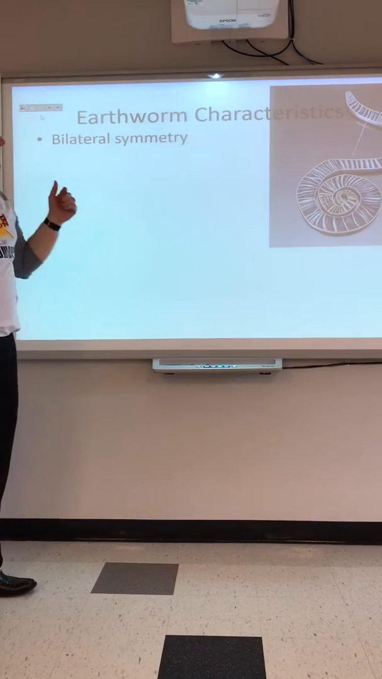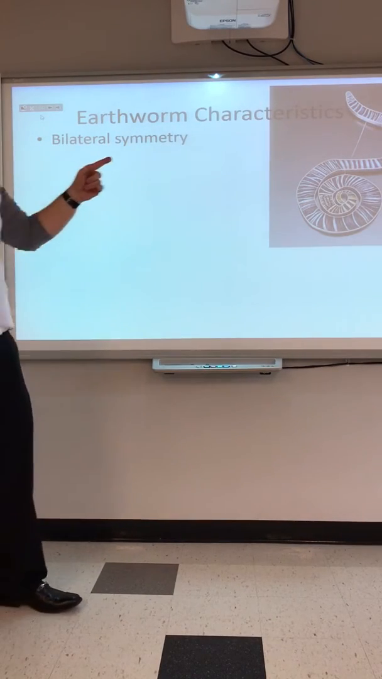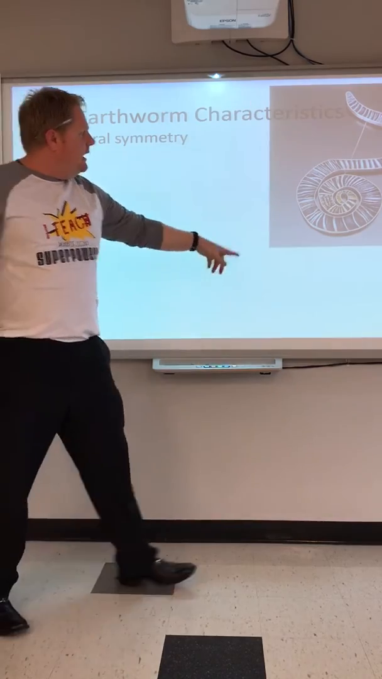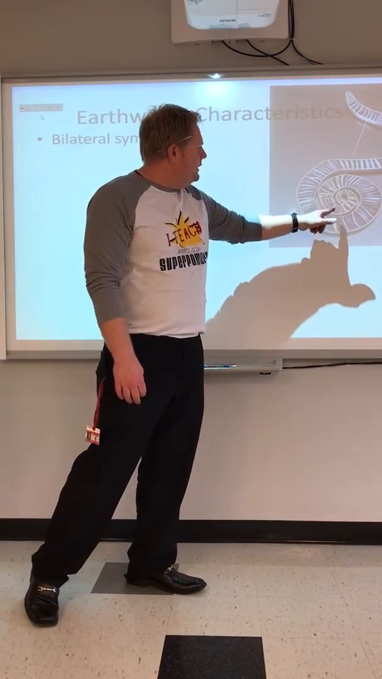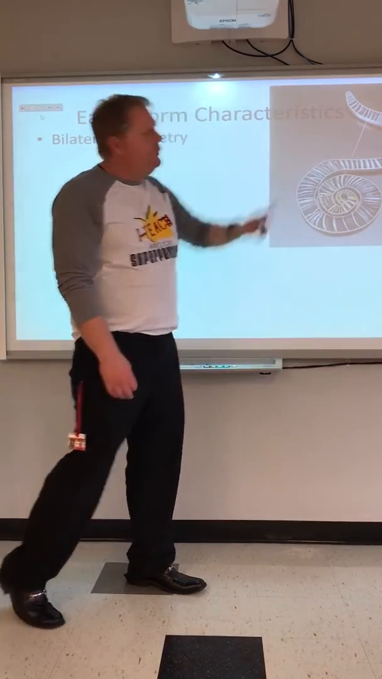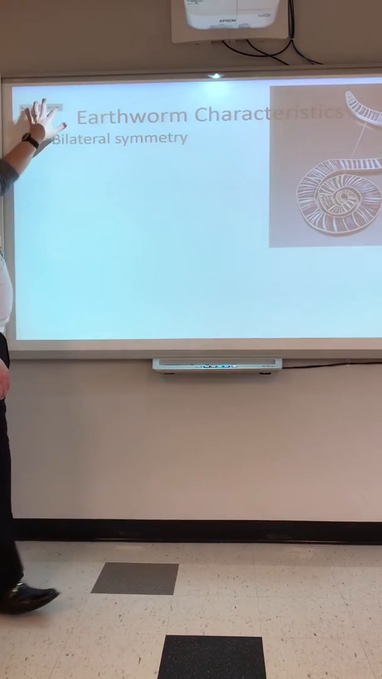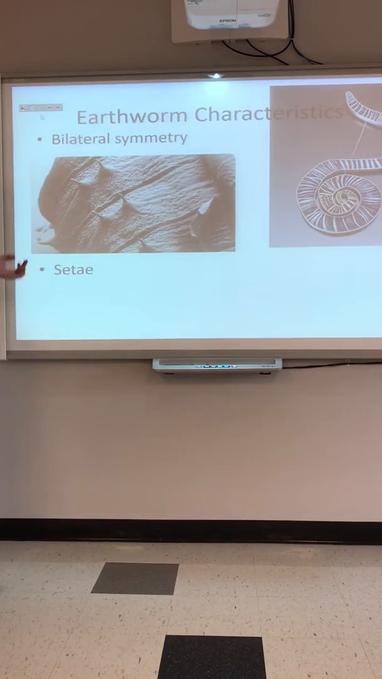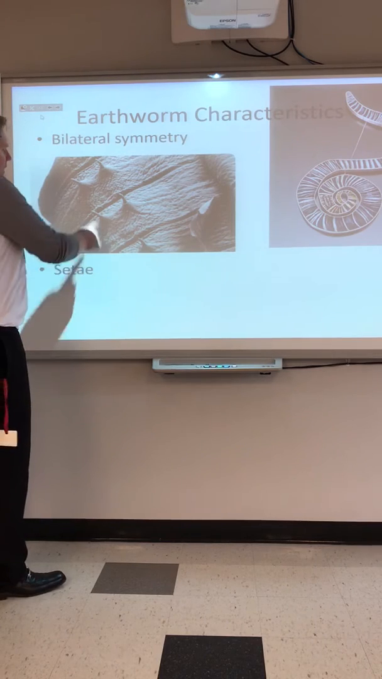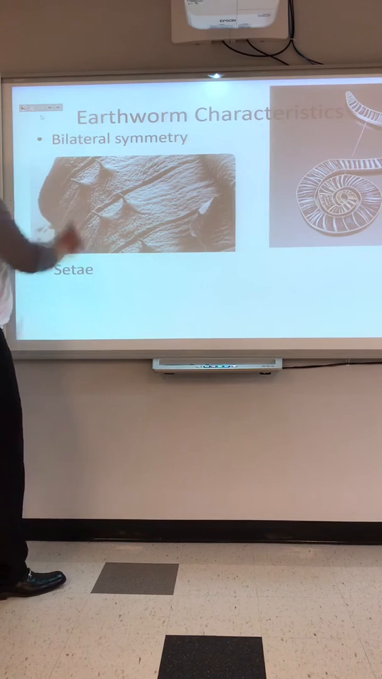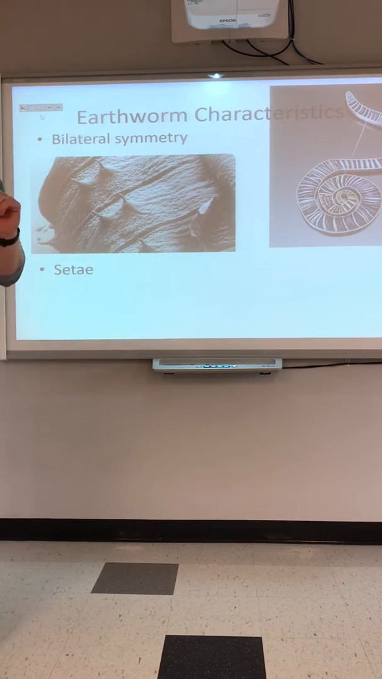Now, they do have bilateral symmetry. If we cut them in half, the other half looks exactly like that. And that's mainly because of their different organs that they have that they call bilateral and not radial symmetry. They do have setae as well. Theirs are more strong, bristle-like or hook-like ones, and that's how they work to move. And if you've ever tried to pull a worm out of the ground, you know how hard it can be.